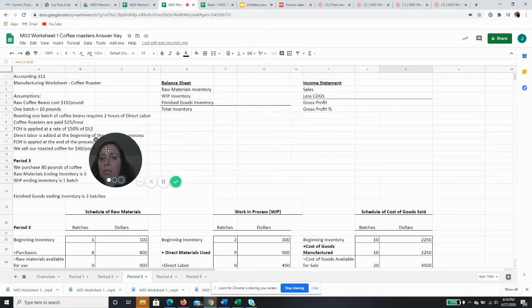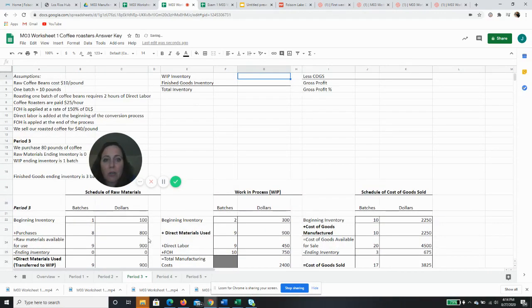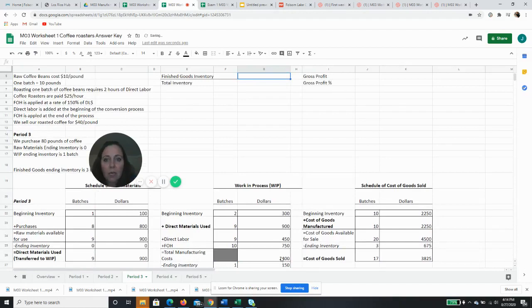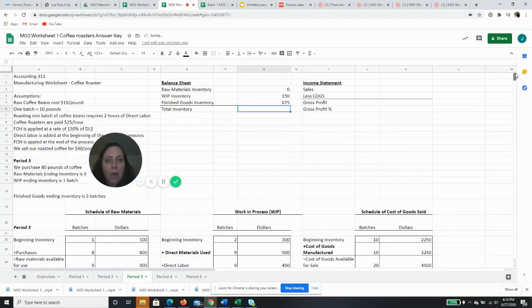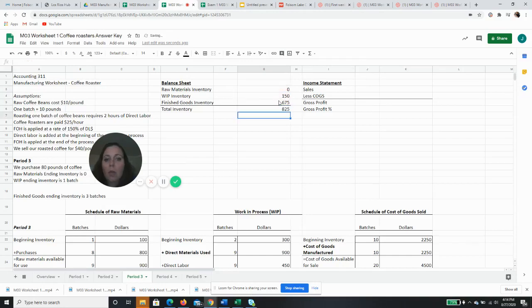Okay, before we leave period 3, let's do our balance sheet. This is our ending inventory from raw materials, which was 0. Our WIP ending inventory, which was 150, and our finished goods ending inventory, which was 675. Alrighty, so that means we are going to report $825 of inventory on our balance sheet this period.